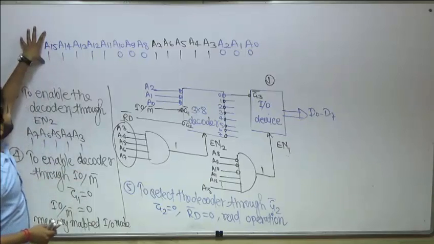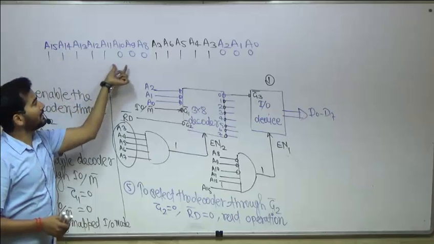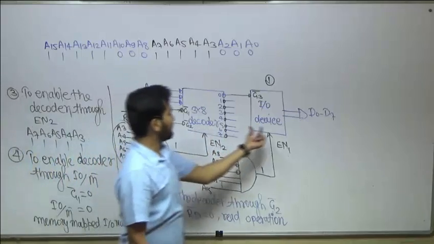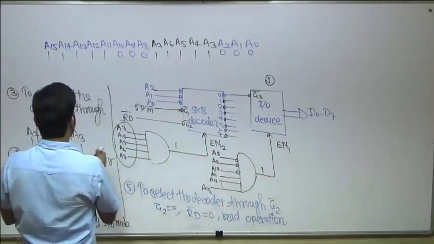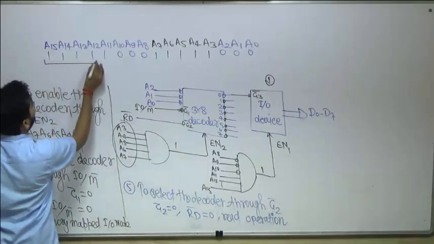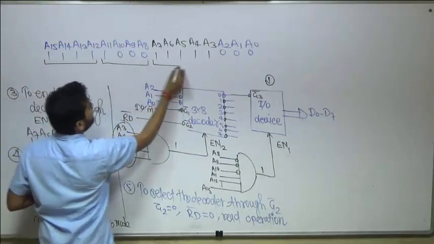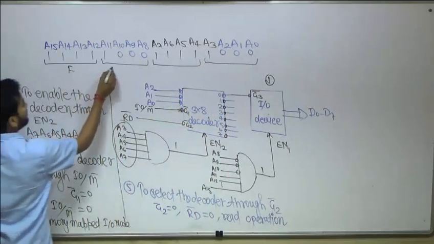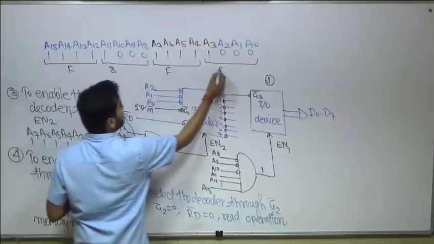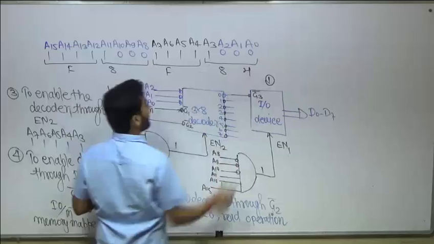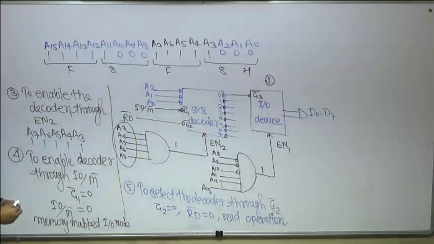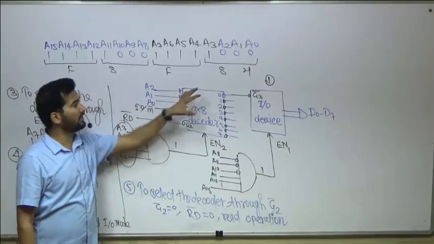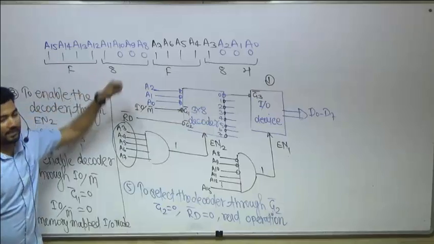Since all the address lines are utilized to enable either the decoder or the input output device, we can write the address for this, which is nothing but F8. So this is the address. That means the microprocessor is communicating with the input output device addressed as F8H.